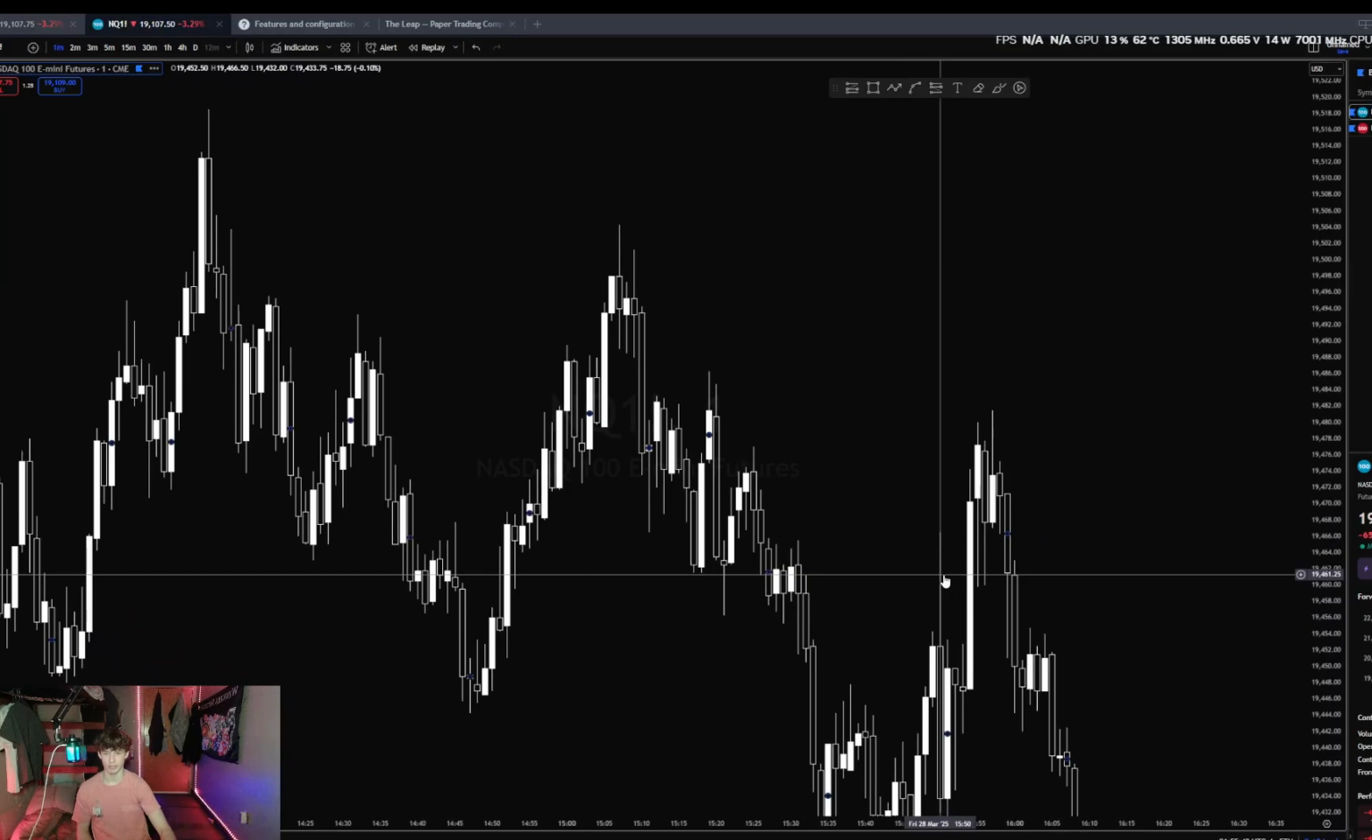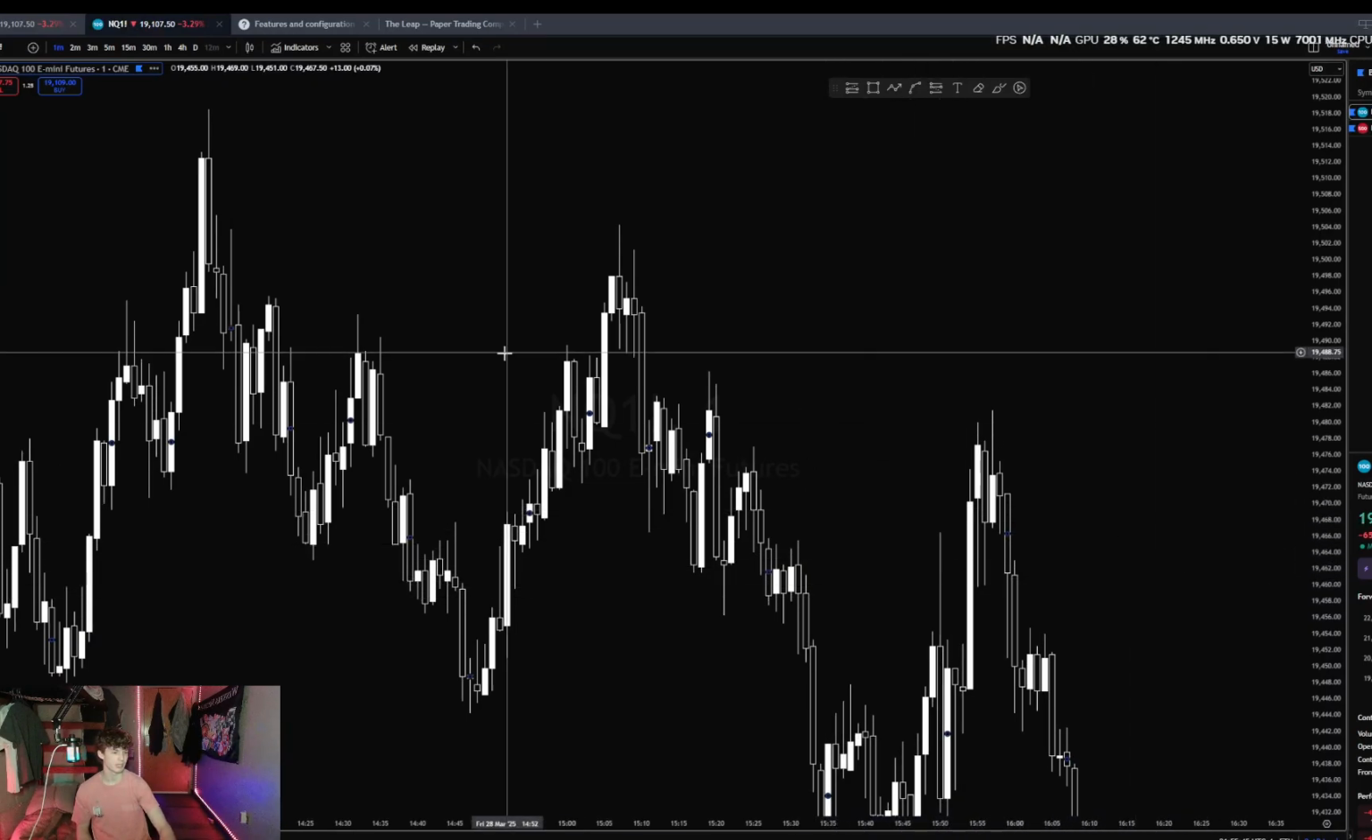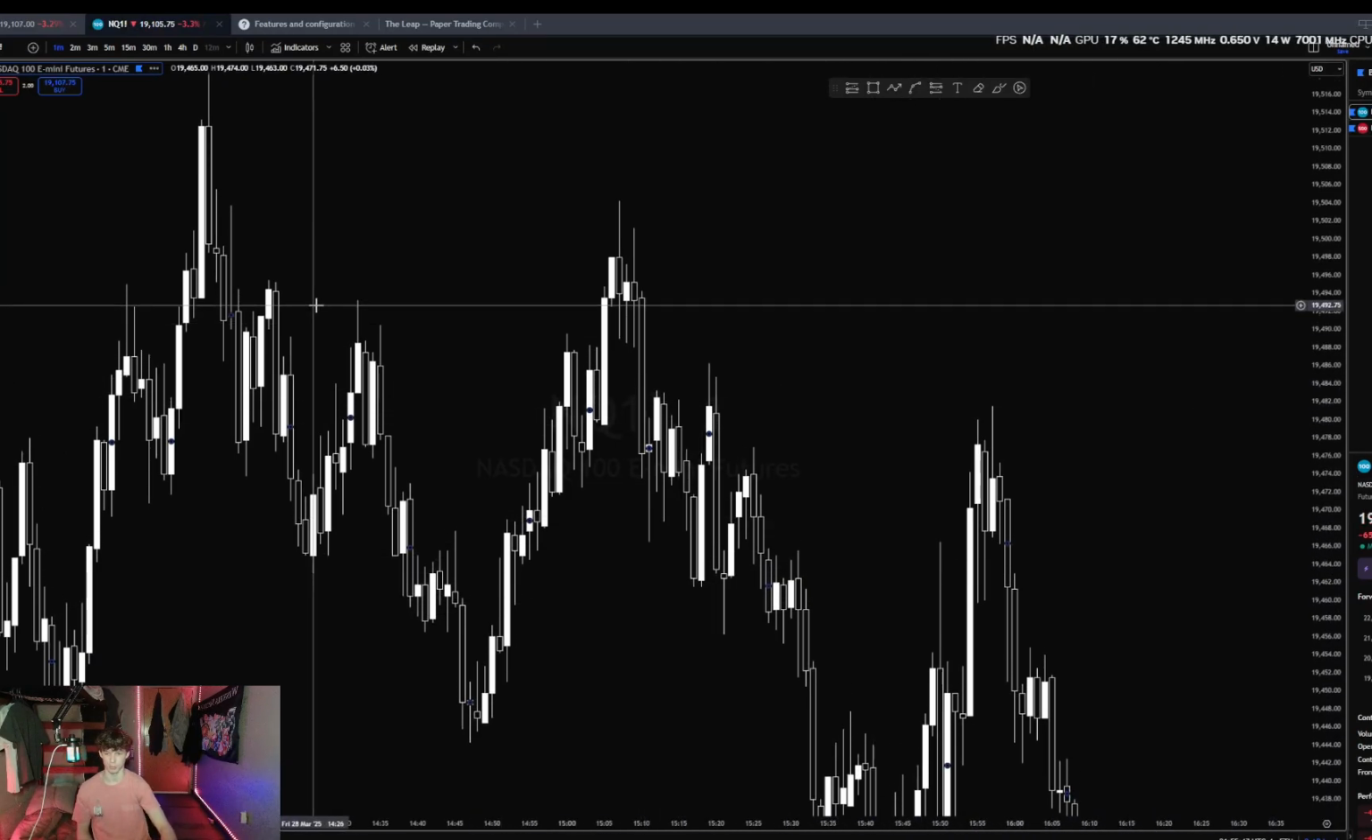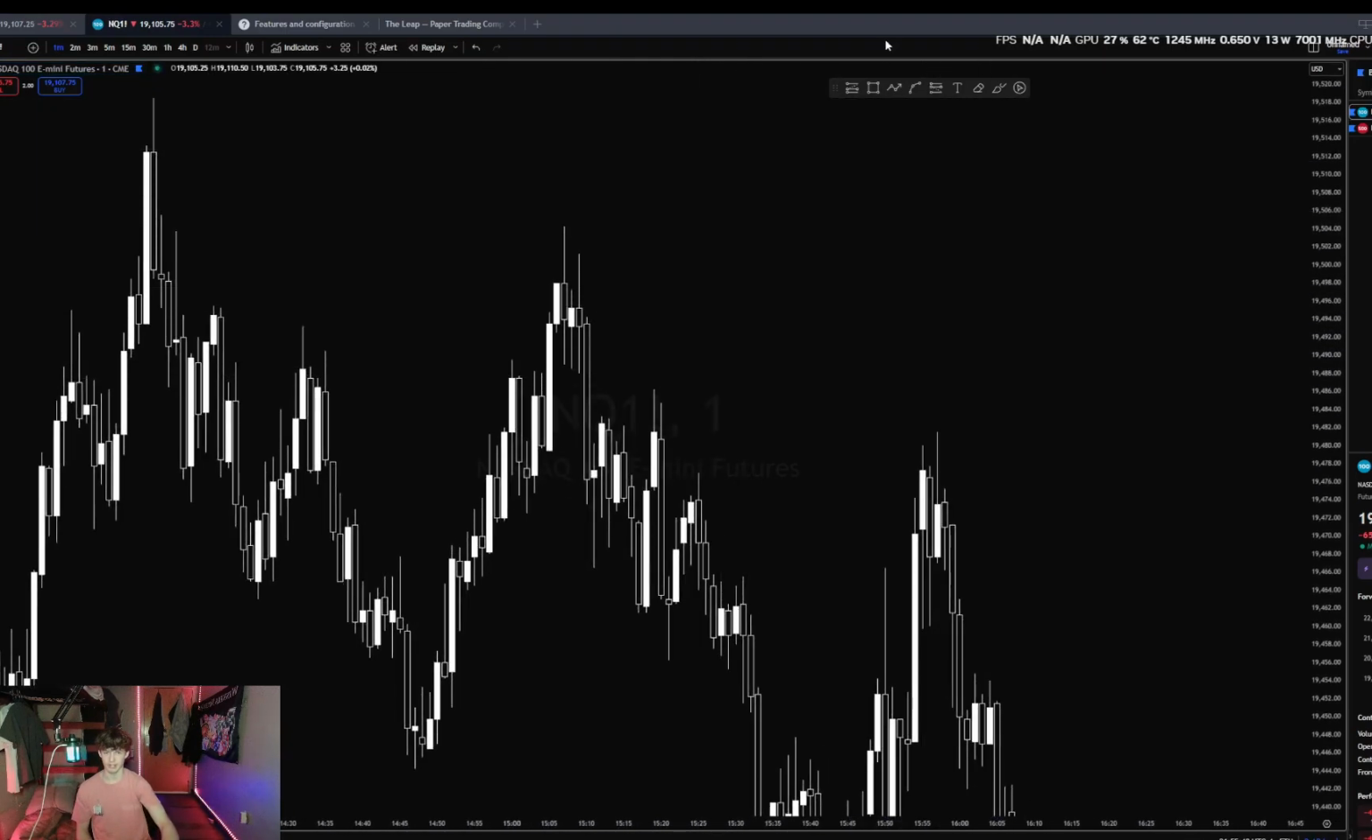All right, so we have a pretty decent example of a unicorn model here. It's not the cleanest thing in the world. It's pretty late in the day to take a trade like this, but this is technically a unicorn model. You know, maybe it's not aligned with trend or whatever. It's not that clean, but it's there.